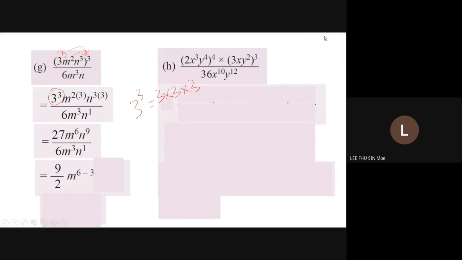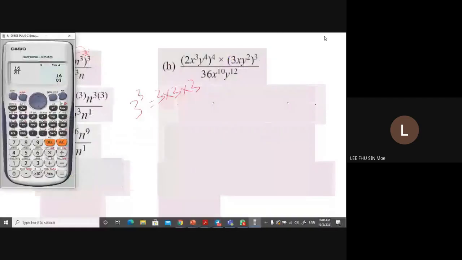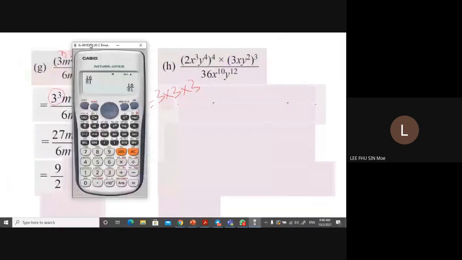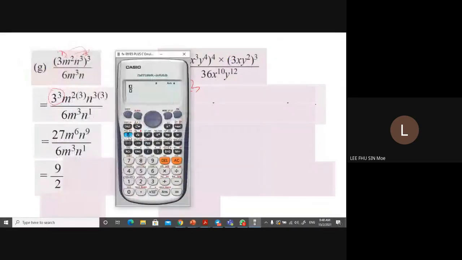Before that, 27 over 6, you can use a calculator to simplify. You know why 27 over 6, right? Because when you press the calculator, 27, and then 6, and then press equal, the calculator will simplify for you. That is 9 over 2. That's why you put 9 over 2 here.